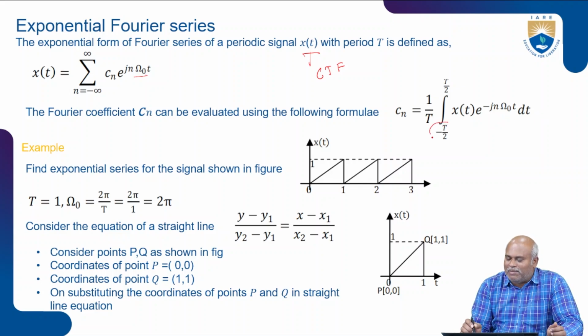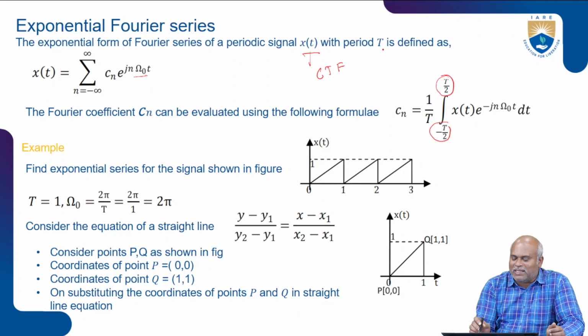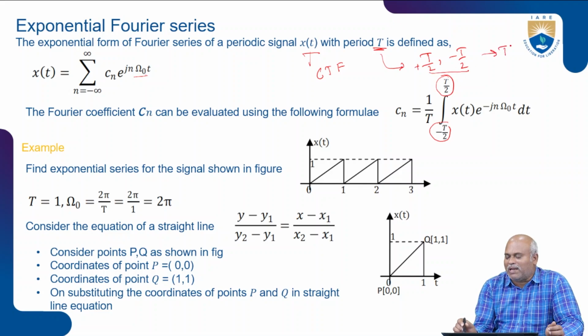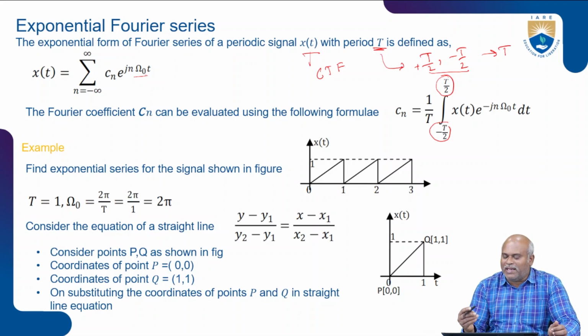So why do we take minus T by 2 to plus T by 2 for the integration? Because the signal is periodic, and that period I call the capital letter T. This T I divide into two parts: one is T by 2, and the other is minus T by 2. If we add both, we get the capital letter T. That's why we write the coefficient of the exponential Fourier series as c of n equal to 1 by T integration from minus T by 2 to plus T by 2 of x of t e power minus j n omega 0 t dt.